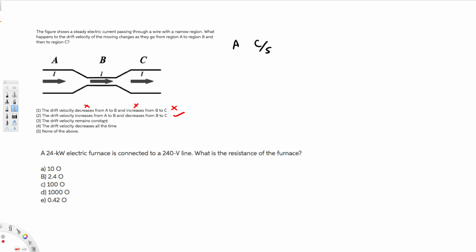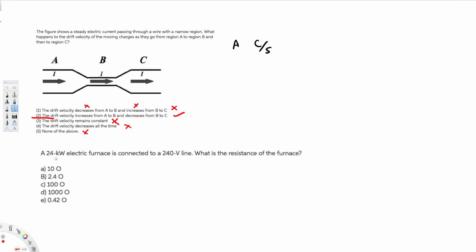Drift velocity remains constant, false statement. Drift velocity decreases all the time, false statement. None of the above, false statement. So the answer for this one is 2. The drift velocity increases from A to B and decreases from B to C, and that's how it is. Let's look at the second question.